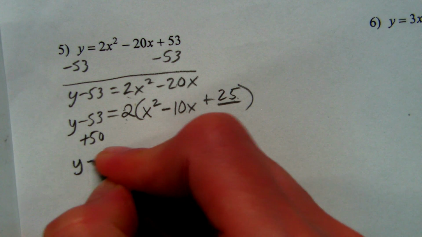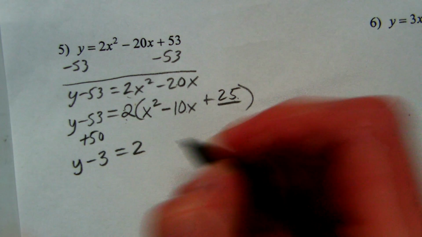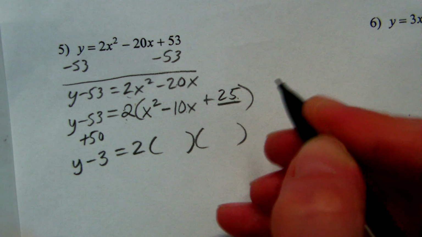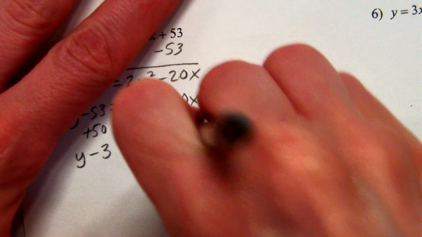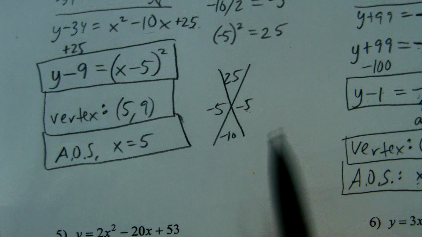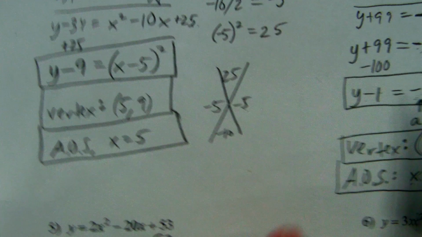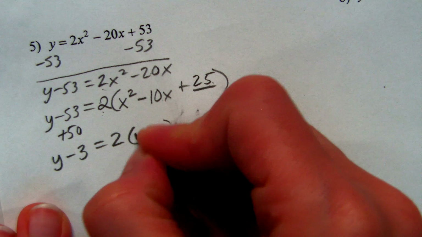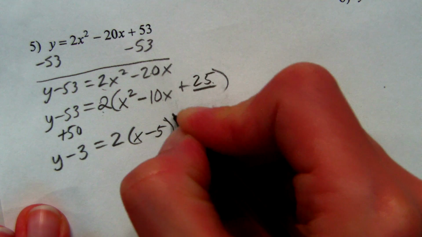So then I get y minus 3 equals 2 times the parentheses. Over here, we're looking for numbers multiplying to make 25 and adding to make negative 10. We factored that one up here. It makes x minus 5 squared. So it repeated, and we get to benefit from that.